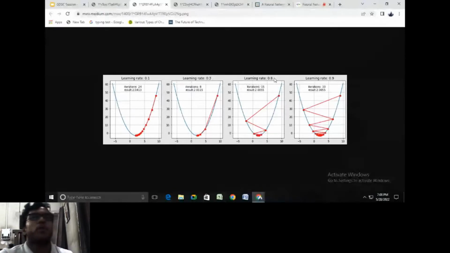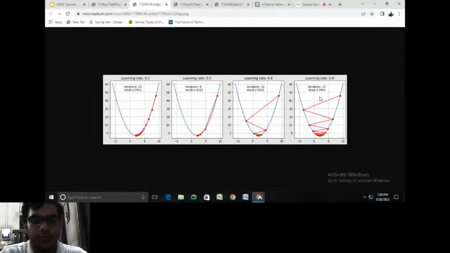So we can say 0.8 is more than twice that of 0.3, and the number of iterations has gone around twice. But when we are transitioning from 0.8 to 0.9, it is nowhere near twice of 0.8. I mean, 0.9 is nowhere twice of 0.8. But still, the number of iterations has gone over twice.